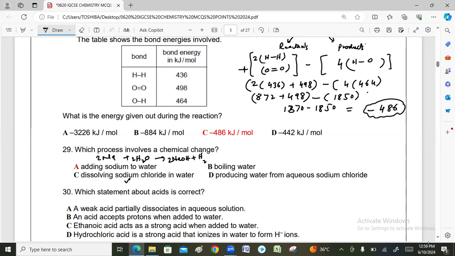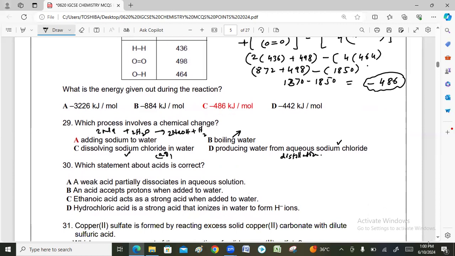Producing water from the aqueous sodium chloride, this is also a physical change. This is distillation. In distillation, if you have an aqueous sodium chloride, you can get the water at its boiling point. So distillation is a physical process. Boiling water, this is also a physical change. Dissolving sodium chloride in water, you will get the aqueous solution of sodium chloride. This is also a physical change.